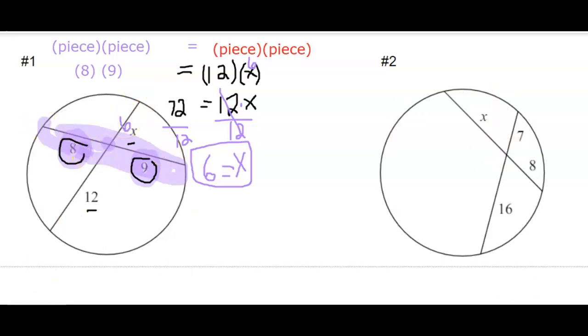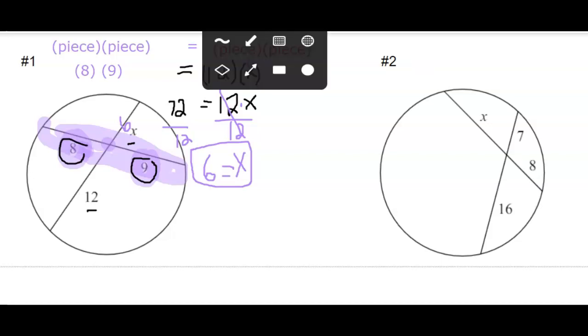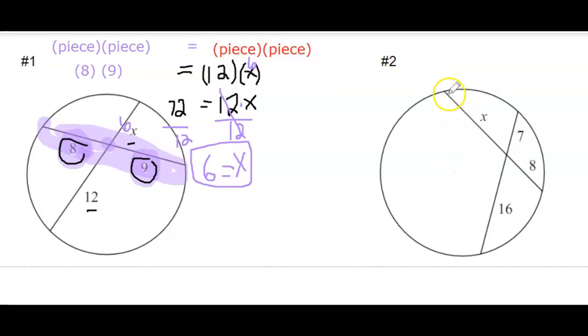Go ahead and try number 2. Set it up real quick. First, highlight one chord. Doesn't matter which one, just highlight one. I'm going to highlight this one here, and it doesn't matter which one. So I'm highlighting an 8, and my other piece is x.